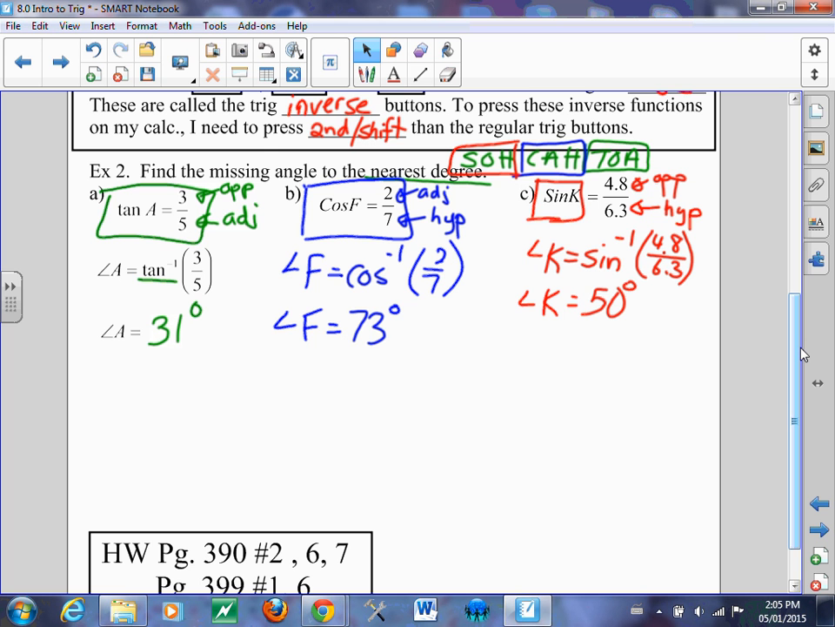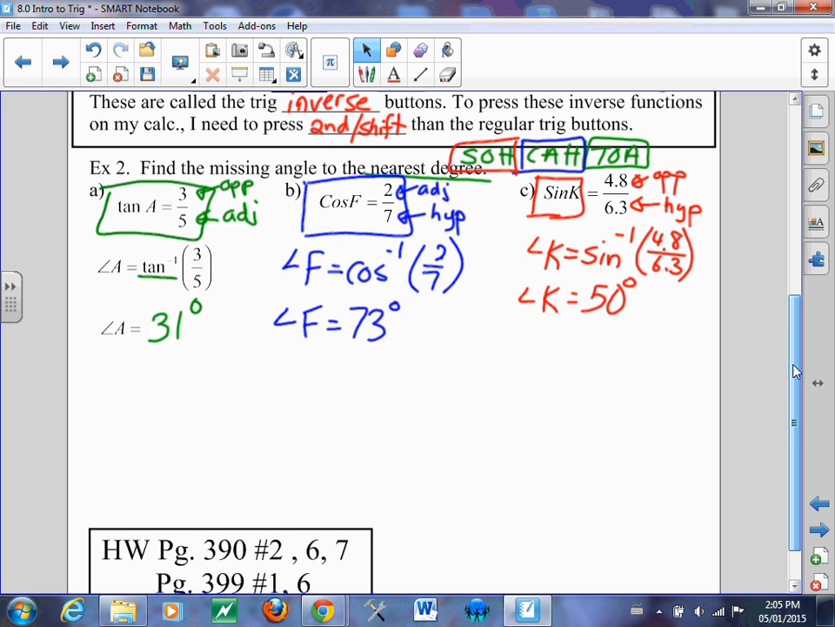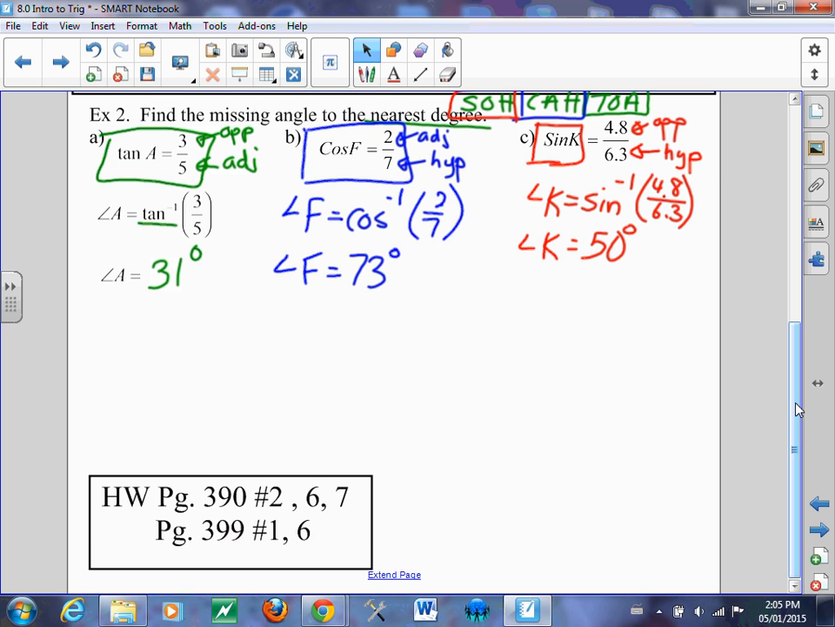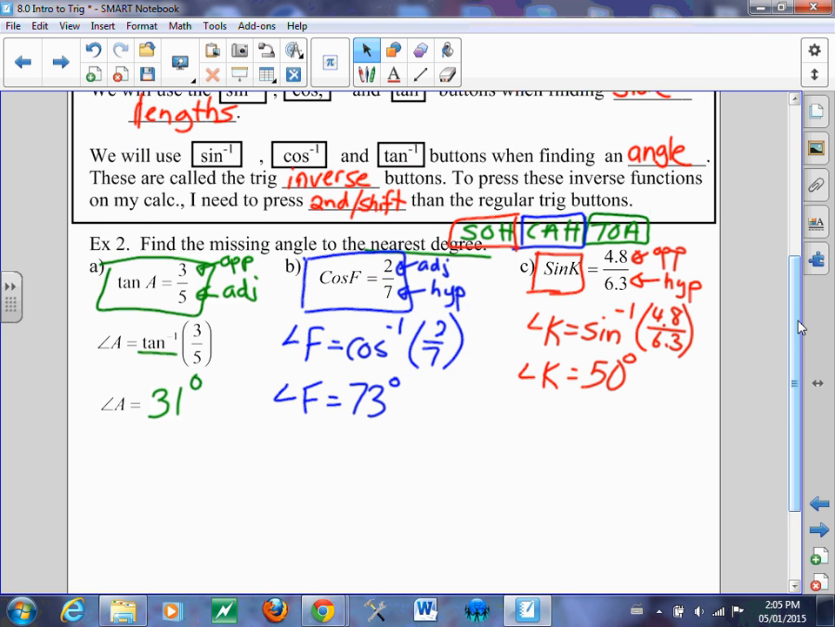Ladies and gentlemen, here's your homework. Page 390, numbers 2, 6, and 7, and page 399, numbers 1 and 6. Next day we'll be getting into SOHCAHTOA. We will be dealing more with the tangent ratio to start with, and then we'll get into the other ones. I just want to let you know where you're heading.